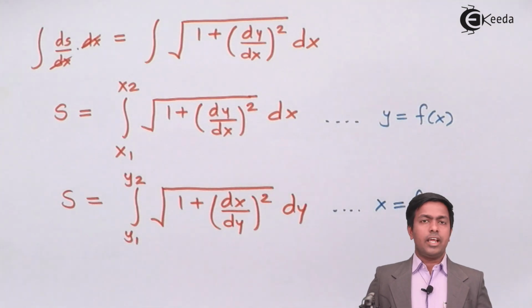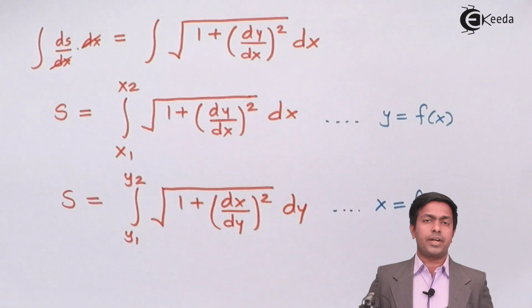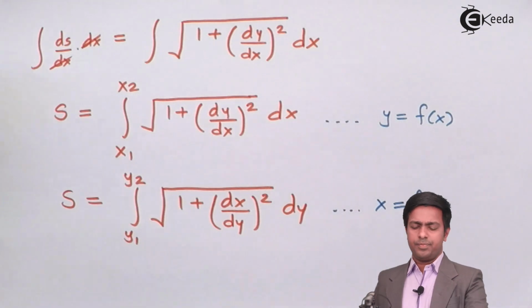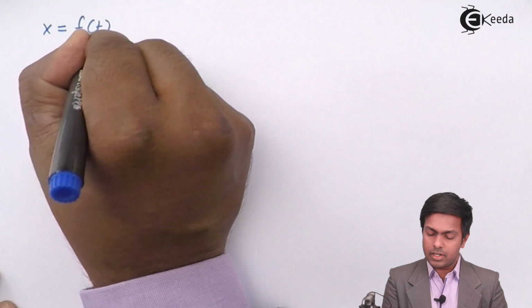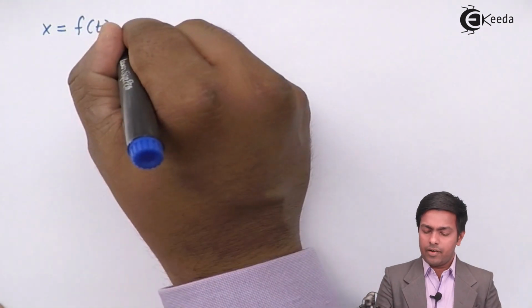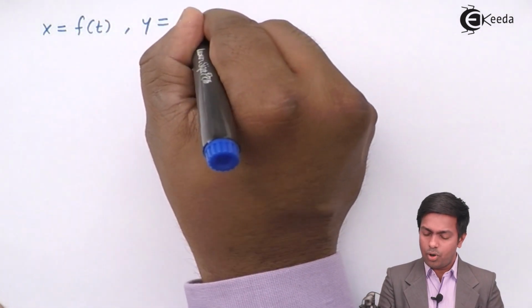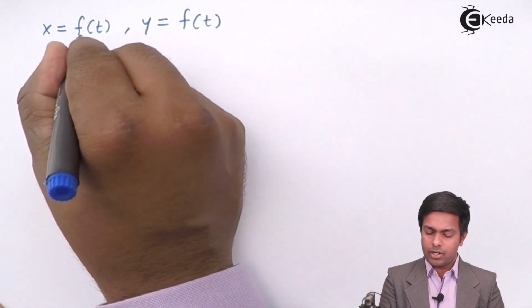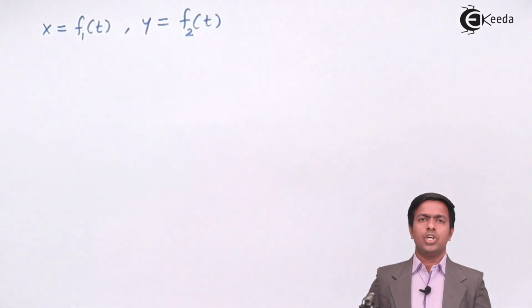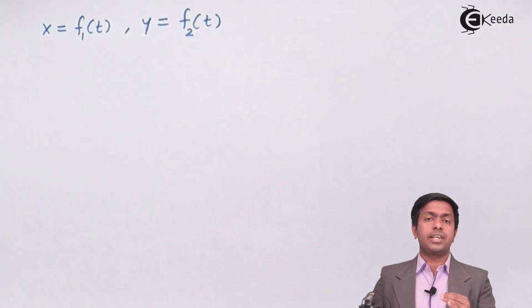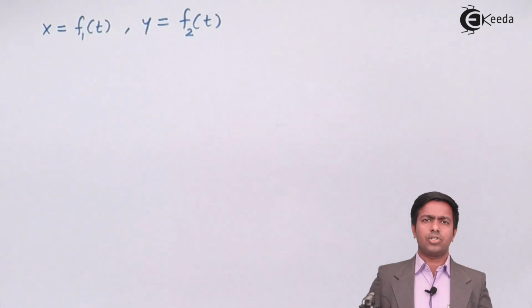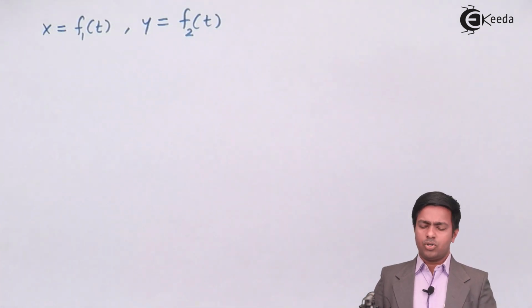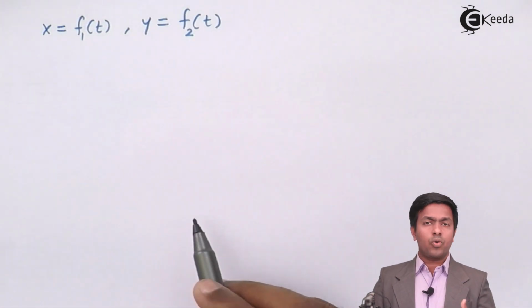Now guys, let's say we get the curve as a parametric curve. Now what is a parametric curve? Any curve where x is given in terms of some parameter, let's call it t, and y is also given in terms of the parameter t. So here I'll call it f1, and here I'll call this f2. So x and y will be defined in terms of some parameter. Here I am considering that as t, but that can be theta also, or some other parameter. So if we get a curve like this, how do we find the length of the curve?